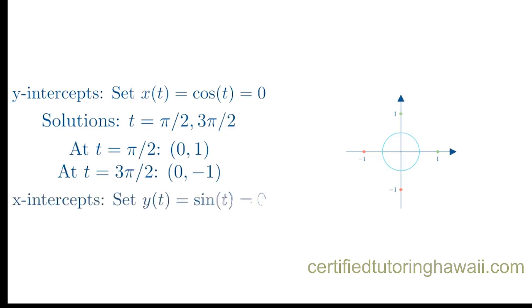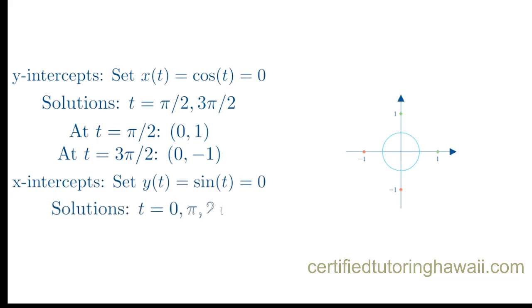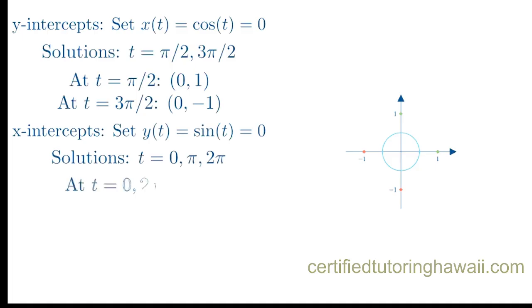Finally, the x-intercepts. We set y of t equal to 0. Since y of t is sine t, we have sine t equals 0. The solutions in our interval are t equals 0, pi, and 2 pi. At t equals 0 or 2 pi, the point is 1, 0. At t equals pi, the point is minus 1, 0. These are the 2 points where the circle crosses the x-axis. Notice that at t equals 0 and t equals 2 pi, the particle is at the same x-intercept, but at different times. So, let's recap what we've learned today.